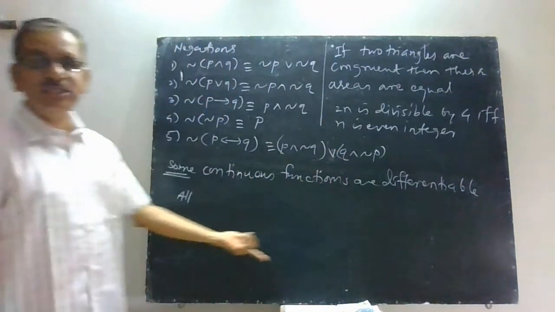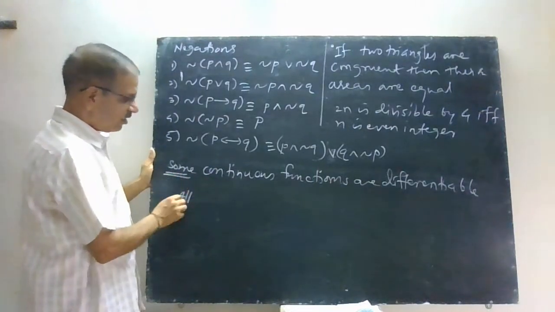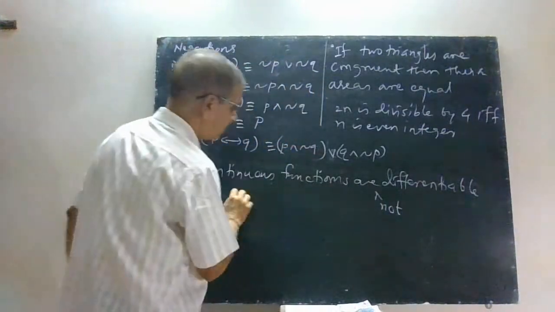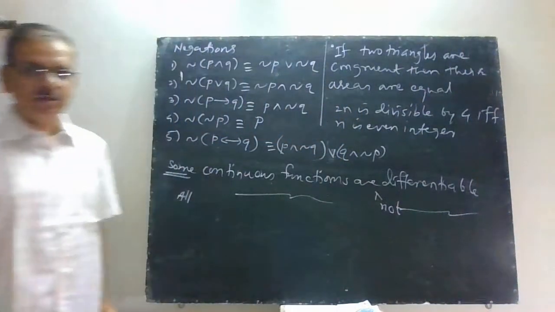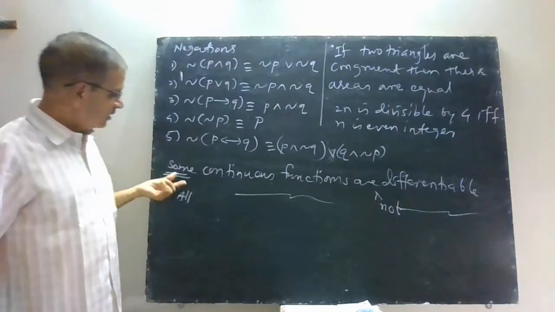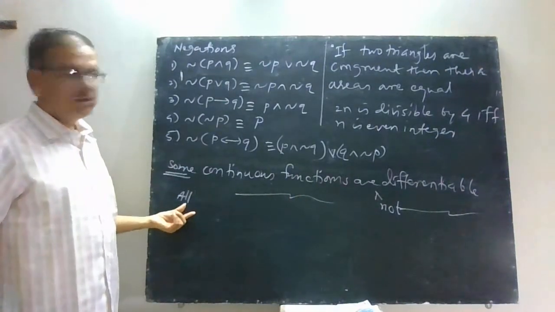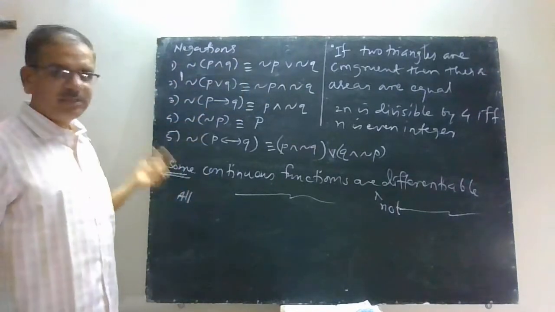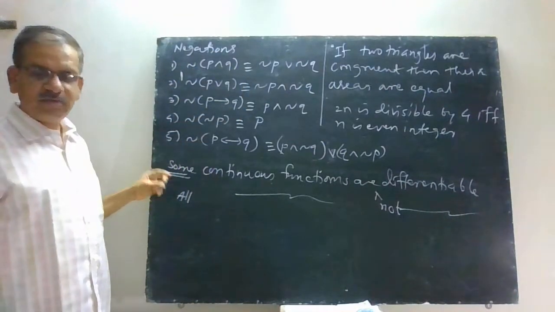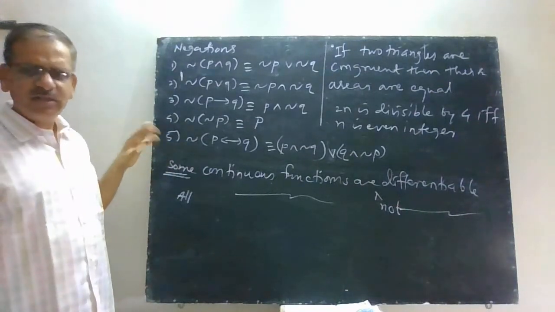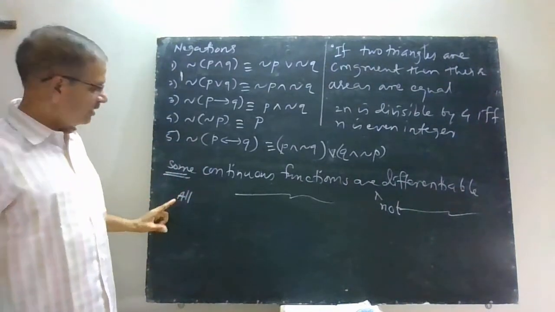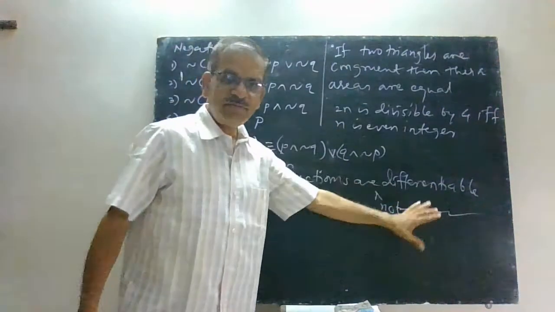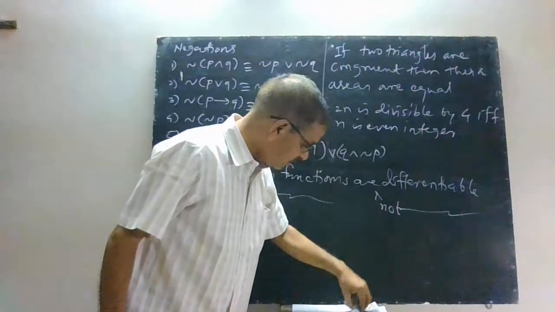Make its negation. All continuous functions are, here you write, not differentiable. That means you have to make the negation, but for the word "some" you have to write "all". See, in some statements quantifiers are used, instead of "some" there exists, or instead of "all" the for-all symbol. You have to remember the same thing. You have to convert "some" into "all" or "all" into "some", and you have to make the negation of the remaining statement. We will take one more.